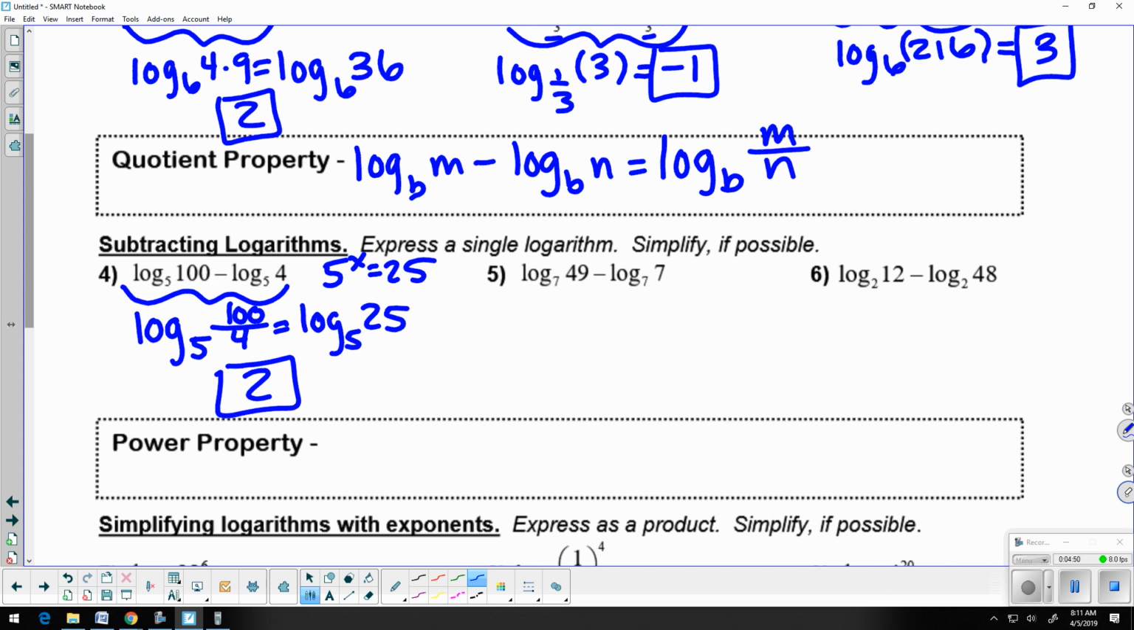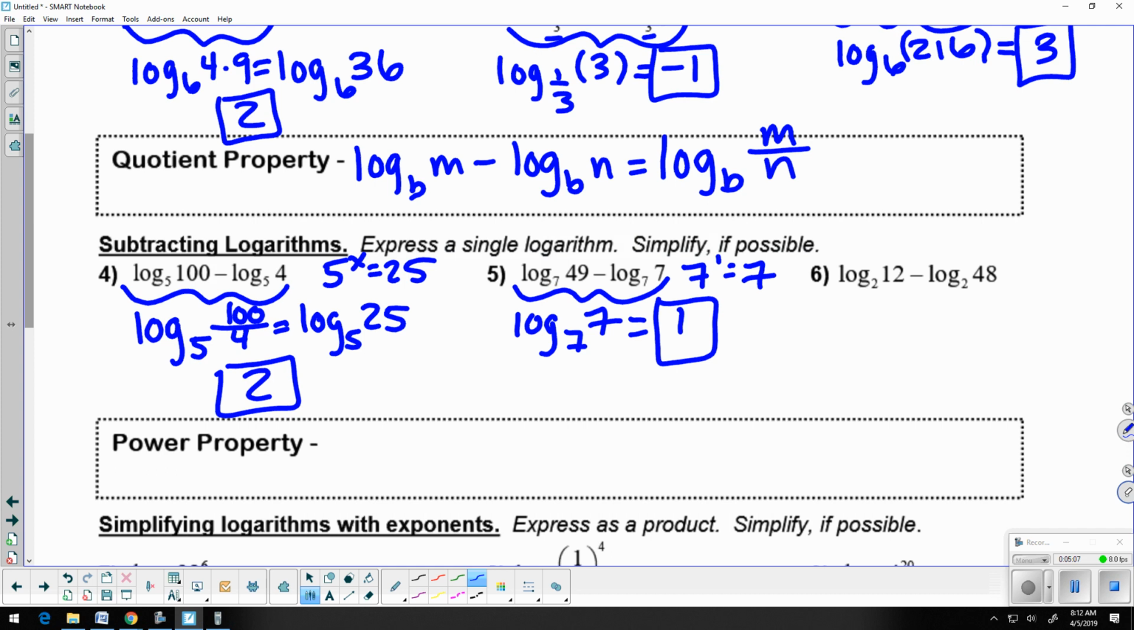And for the next one, for number 5, condense this down. This would be log base 7. 49 divided by 7 is obviously 7. Simplifying the logarithm, that would just be 1 because we know that 7 to the first power is going to be 7. So my answer would be 1.